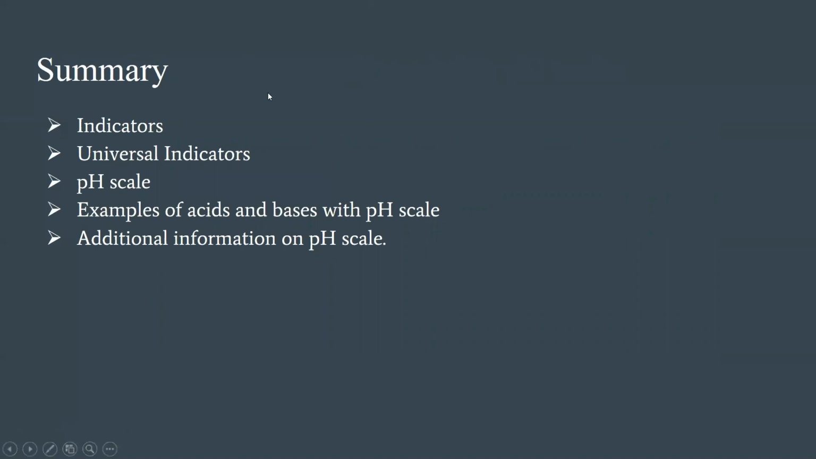Coming to the summary part, we saw about indicators and universal indicators, the pH scale, examples of acids and bases with the pH scale, and additional information on the pH scale.